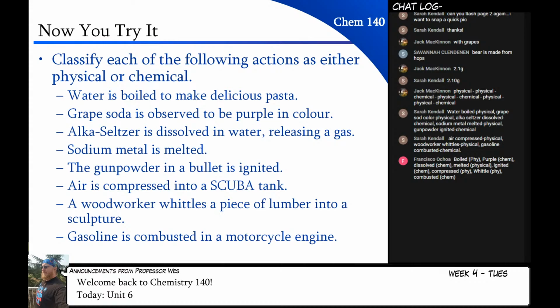So for the first one, I am boiling water to make delicious pasta. When you boil something, you're changing its state from liquid to gas, but it's still H2O because you can take that steam and condense it back to water. So boiling water would be a physical change.